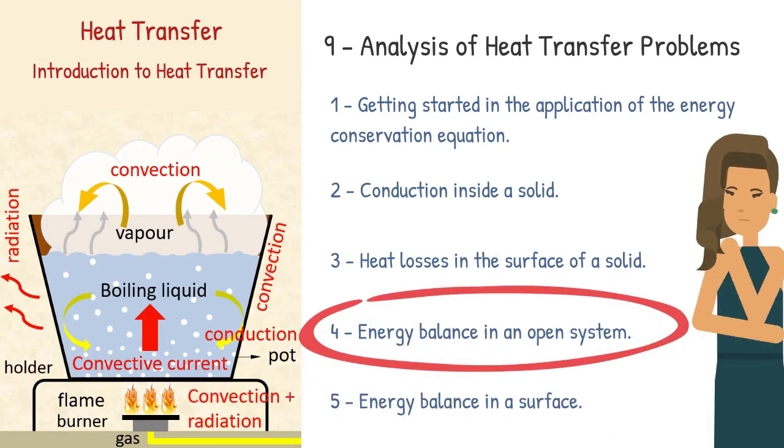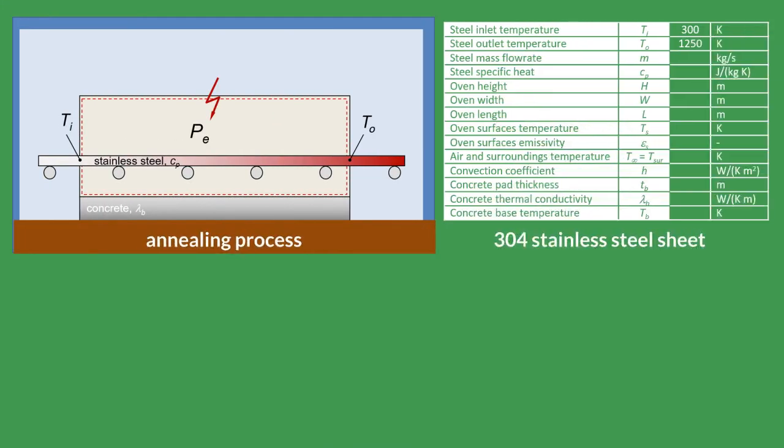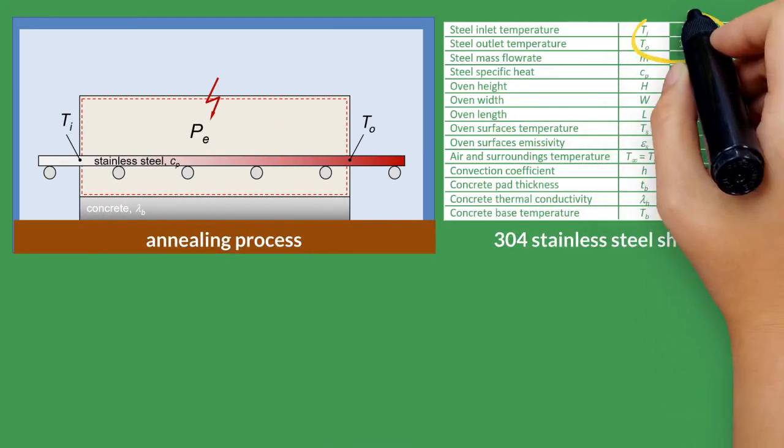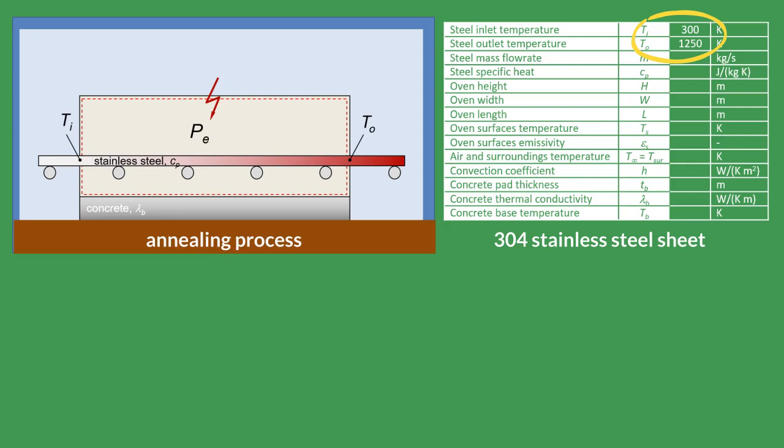Let's continue lesson number 9 by analyzing, through a calculation exercise, how to use the energy conservation equation in an open system. In one stage of an annealing process, 304 stainless steel sheet is taken from 300 Kelvin to 1250 Kelvin as it passes through an electrically heated oven.